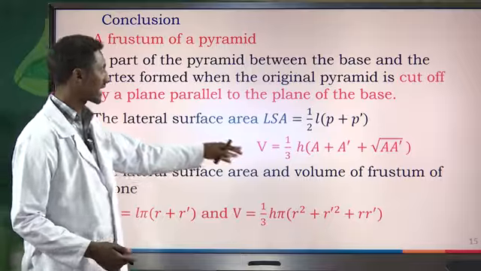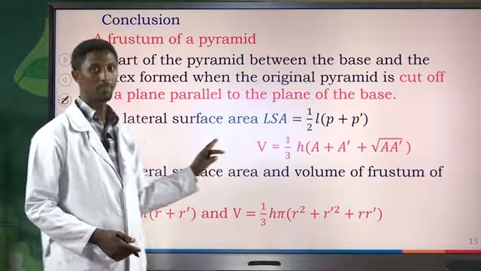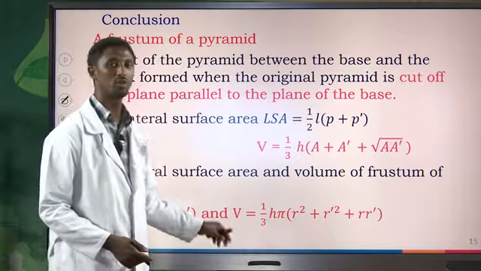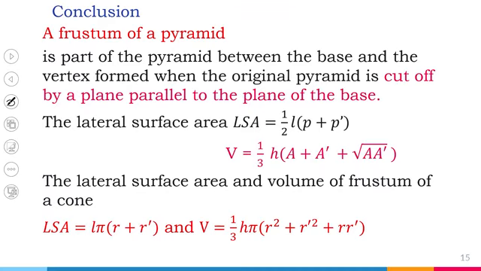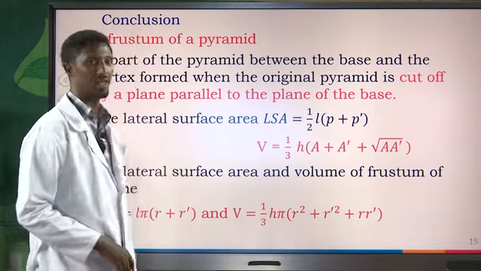We covered the lateral surface area for a regular frustum of a pyramid, and also the lateral surface area and volume of a frustum of a right circular cone. So this is all about the lesson.